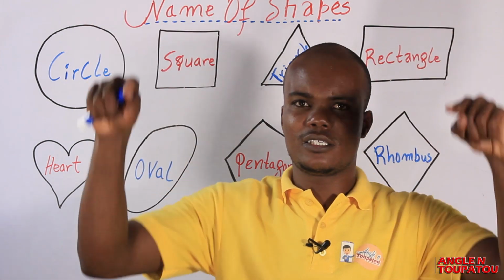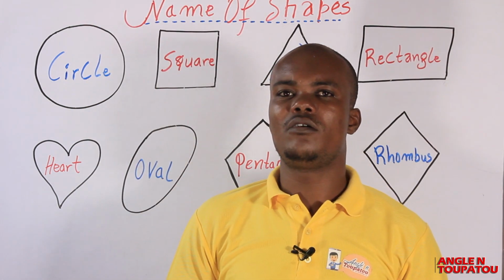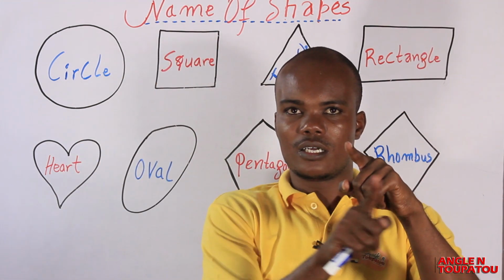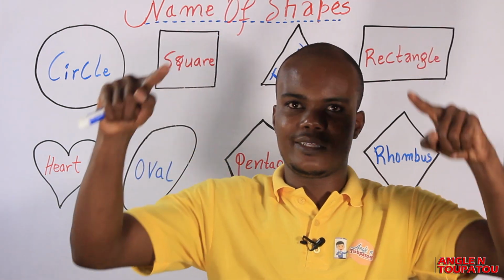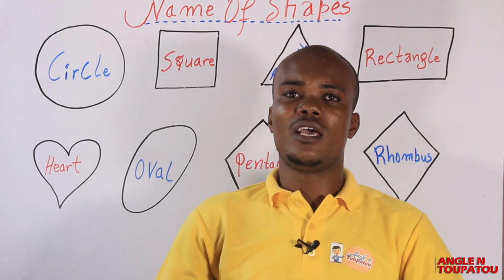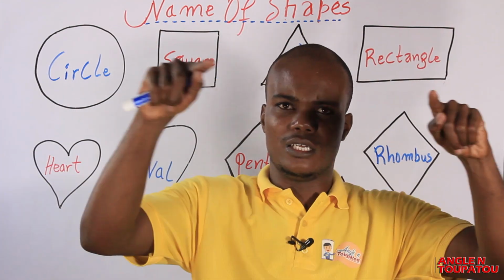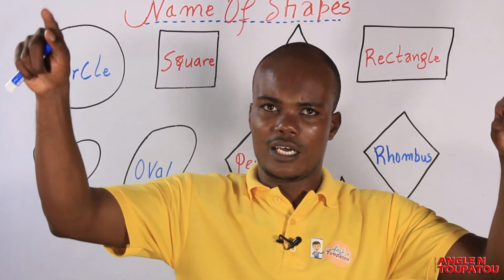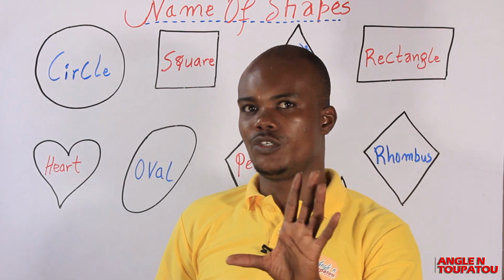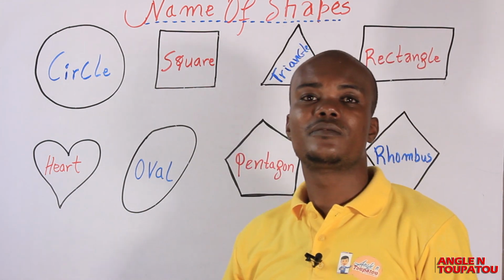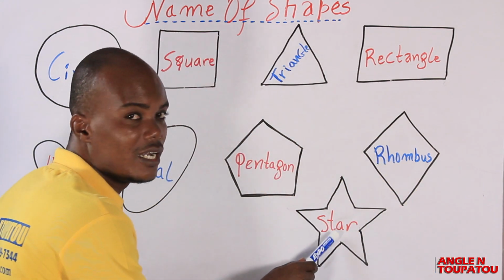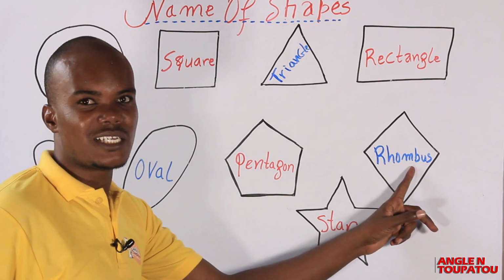If I do it like this, I draw now a square. If I do it like this, you see, now I draw a triangle. If I do it like this, I trace the line, get it down, both. Now I trace a rectangle. Okay, good? This is a star, rhombus, lozenge.